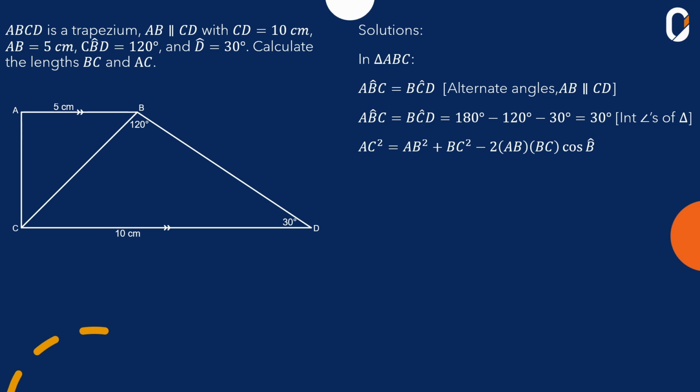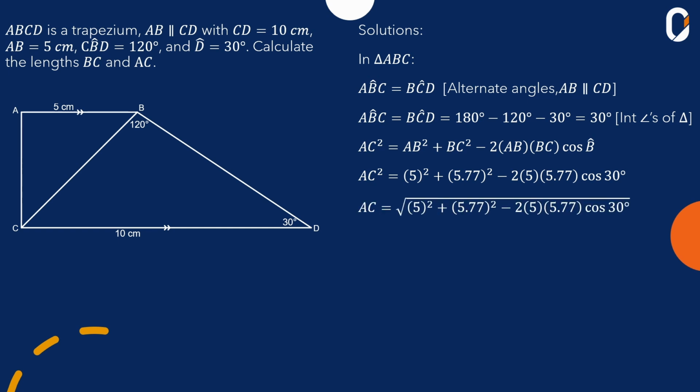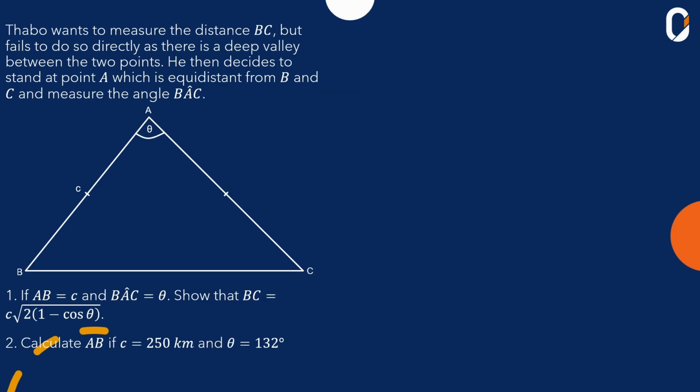Now, substituting in everything I know so far, I will have AC squared is equal to 5 squared plus 5.77 squared minus 2 multiplied by 5 multiplied by 5.77 multiplied by cos of 30 degrees, and that will give me AC is equal to the square root of 5 squared plus 5.77 squared minus 2 times 5 times 5.77 cos of 30 degrees, and that will give me an AC value of 2.89 centimeters. And I am done with that particular question. Now let's take a look at the next question.